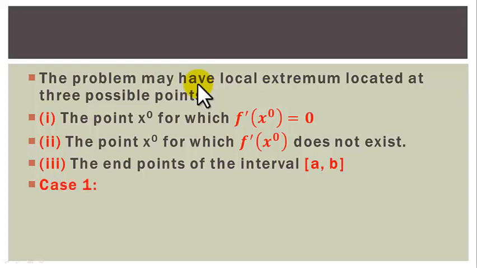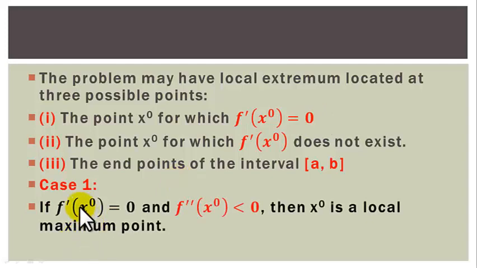So we take them one after the other. We consider the first case, case 1. That's the case where the first derivative at the point x0 is equal to 0. If the first derivative at x0 is equal to 0 and the second derivative at x0 is less than 0, then the point x0 is a local maximum point.